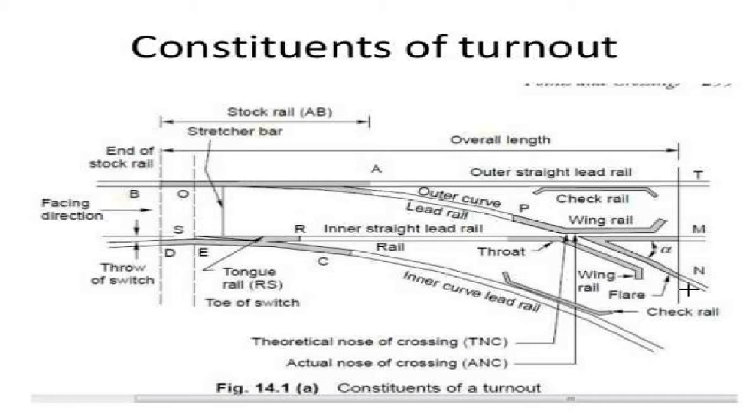Now comes the facing point of turnout and the trailing point of turnout. If the trains pass over the switches first and then they pass over the crossing, then that is known as facing point of turnout. Now this is very important to specify because the direction of movement of some trains is reserved only for facing direction.